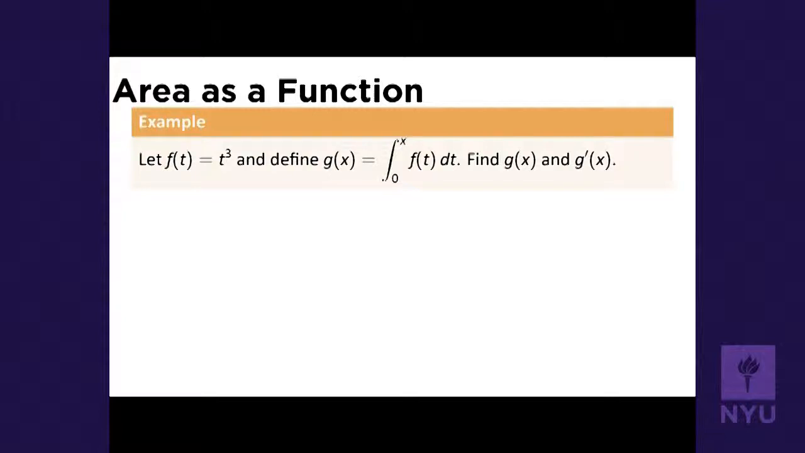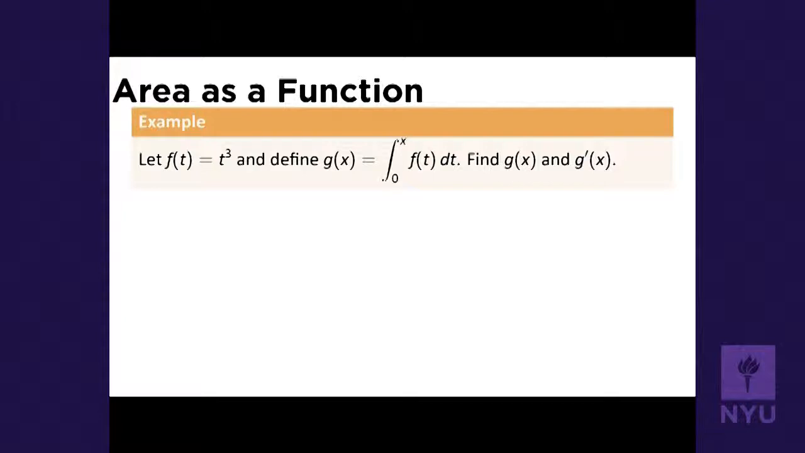So I want to look in the other direction now. Let's take a function. For this case, we'll take the function which takes t to t cubed, and we're going to look at a new function, which is the integral from 0 to x of f of t dt. So take the cubing function, pick a point x, and integrate the cubing function from 0 up to x. Let's find that function and its derivative.